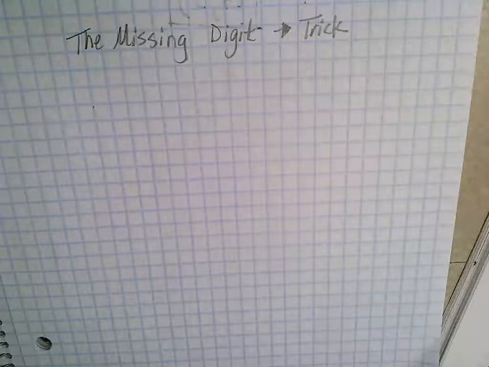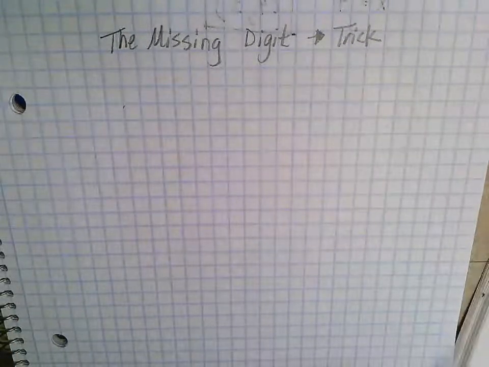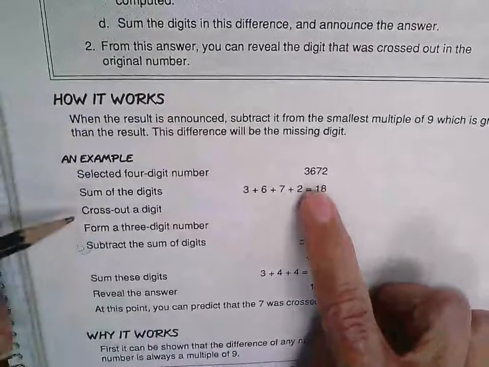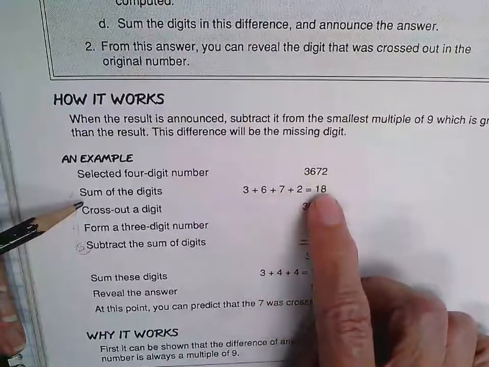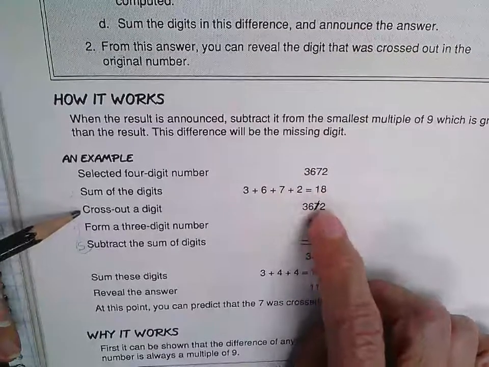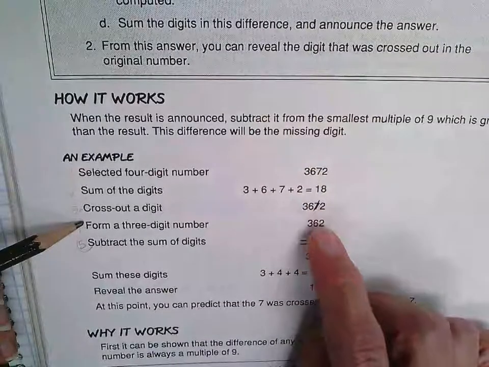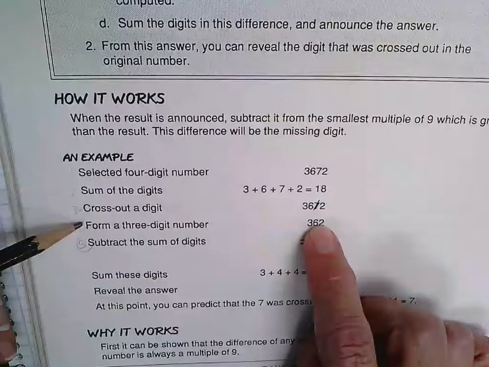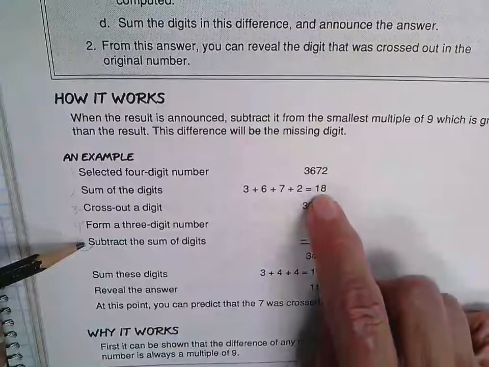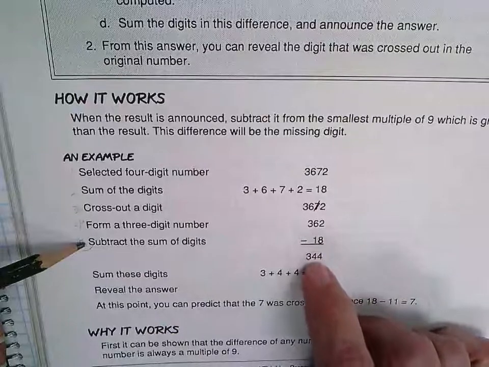The missing digit. So this is the trick that I gave you, wherein a person selects a four-digit number, and then they add the digits in that number together and get a sum. Then they choose any digit in the original number to cross out, and that digit is taken out of the four-digit number, so a three-digit number is formed.